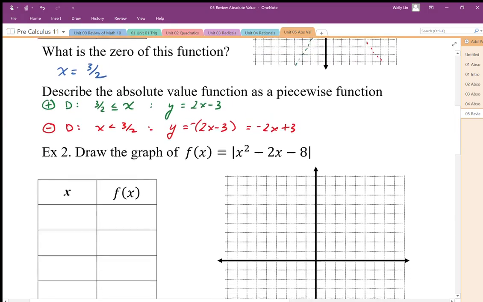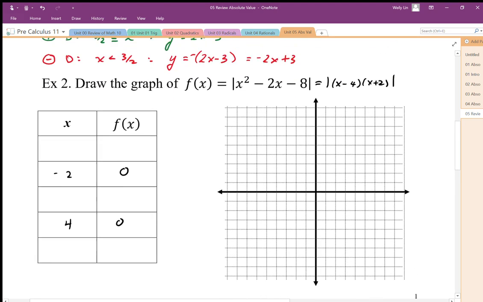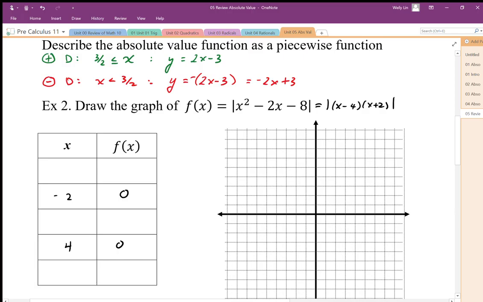When we look at the graph of the absolute value of x squared minus 2x minus 8, we again want to know where the domain of this starts. So we need to know where the 0 is of the inside. We're going to factor this: minus 4 plus 2, and then we know our 0 points are at 4 and negative 2. I'm just going to put those into our table of values. That represents the 0 points of the graph, so that's our domain boundaries.